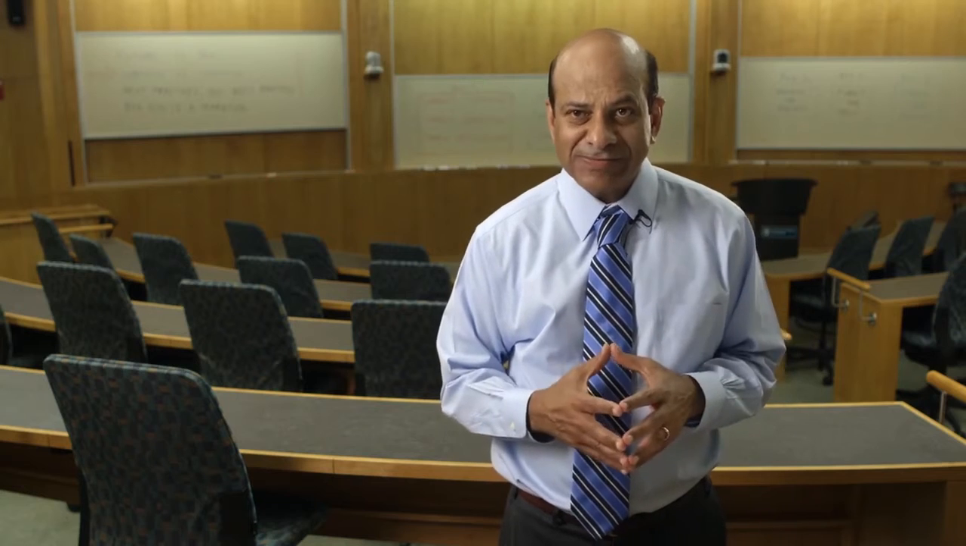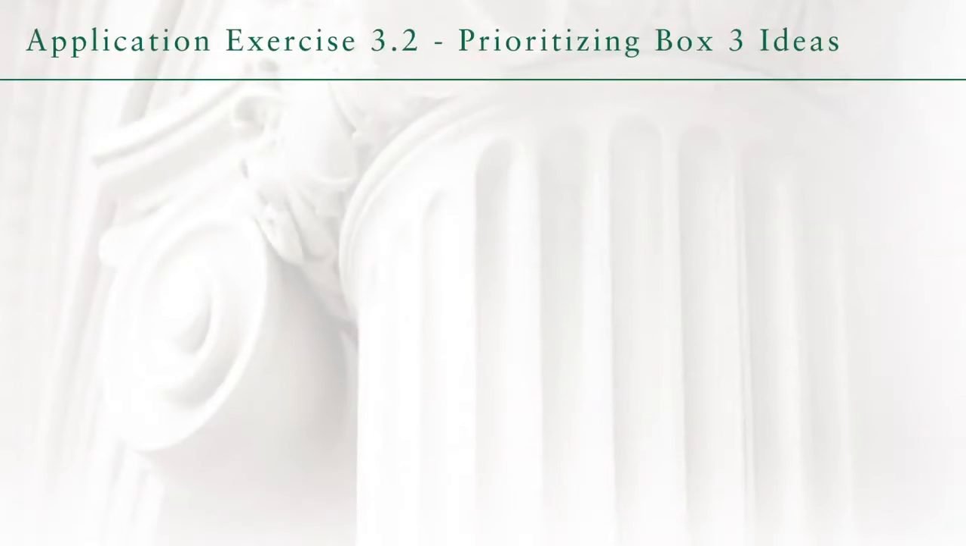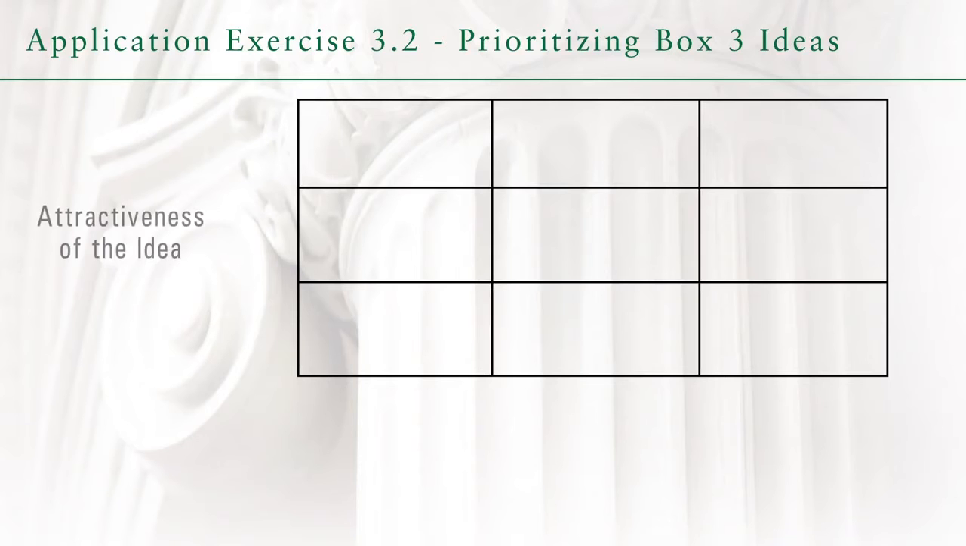Take all your ideas and plot them on a 3 by 3 matrix. The y-axis of this matrix talks about the attractiveness of an idea. It could be low, medium, high. Again, I don't want you to do a lot of calculation, a lot of analysis. This could be just back of the envelope scoping out.